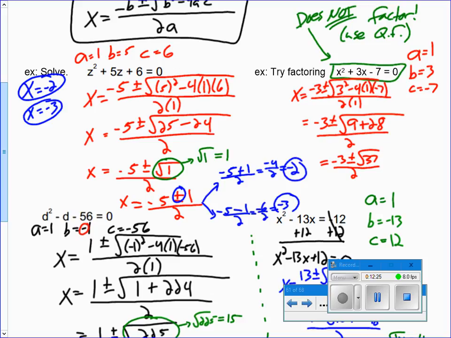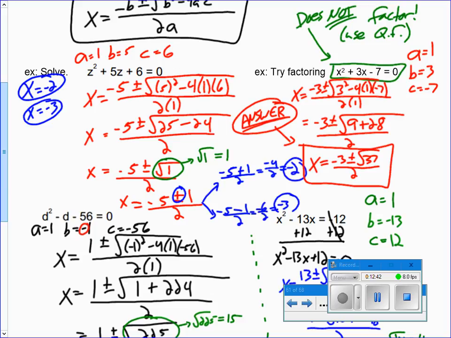In this case, 37 is not a perfect square. There's no way we can simplify it, so here we could leave our answer just like this. Alright, it's fine to leave your answer that way if this doesn't simplify.